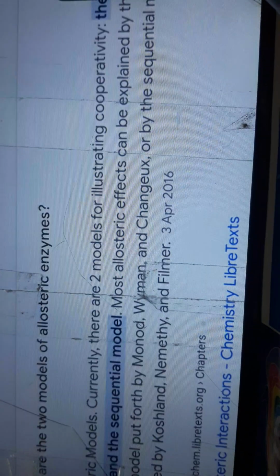What are the two models of allosteric enzymes? Currently, there are two models for illustrating cooperativity, the concerted model and the sequential model. Most allosteric effects can be explained by the concerted MWC model, which was put forth by Monod, Wyman, and Changeux, if that's the way I pronounced it. Or by the sequential model described by Koshland, Nemethy, and Filmer.